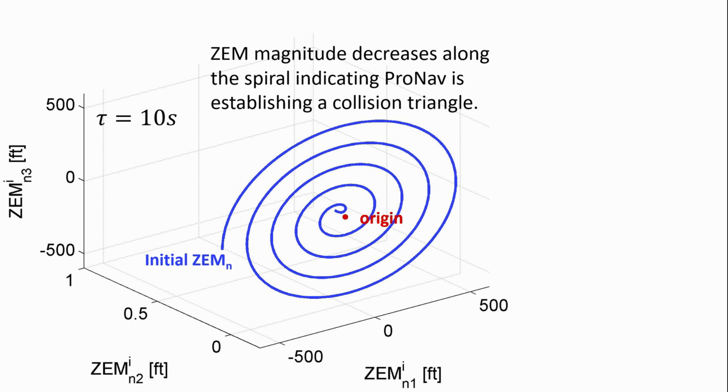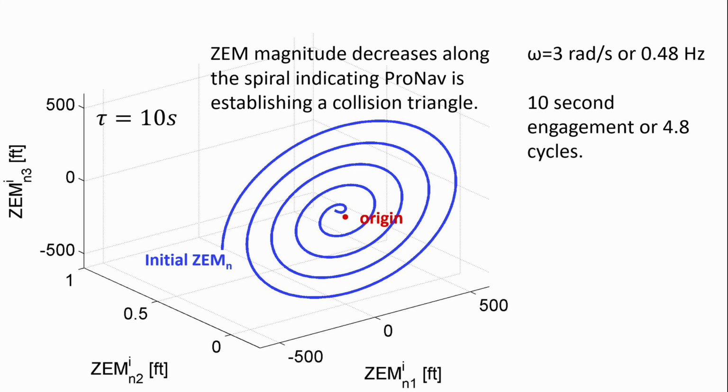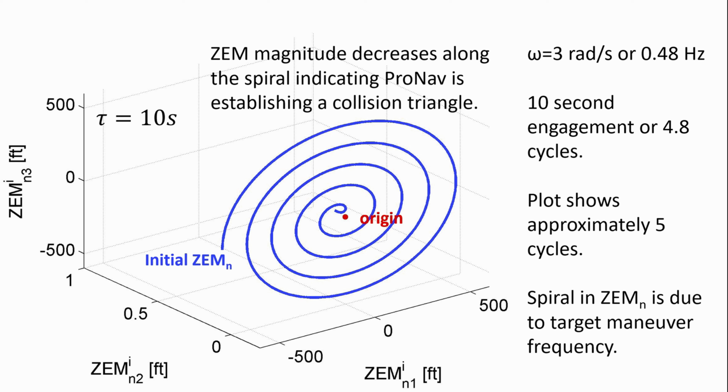It's trying to decrease the zero effort miss, hence establish a collision course so that the acceleration required by the pursuer is 0. Now recall that the target is weaving at 3 radians per second, or just about 1/2 of a hertz. So over the 10-second engagement, that means roughly 5 cycles. And if you count the total number of cycles in the zero effort miss plot, you see that you have about 5 cycles. So we're concluding then that the spiral in this zero effort miss plot is driven by the target maneuver frequency.